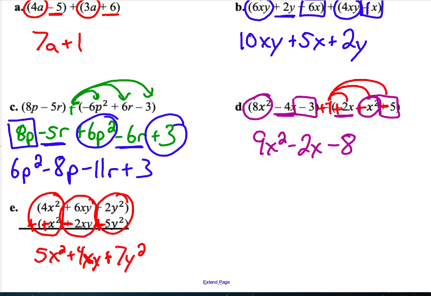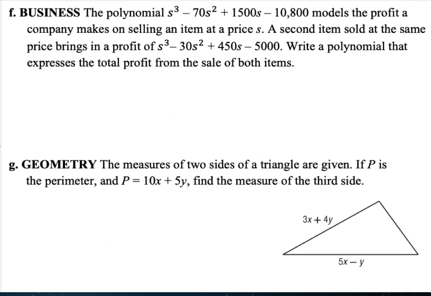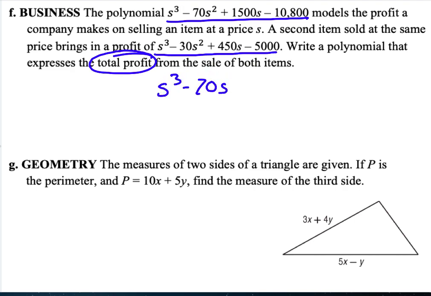Okay? All right, last little bit. This one says the polynomial is s cubed minus 70s squared plus 1500s minus 10,800 models a profit for a company selling an item at a certain price. A second item is sold, and its expression is here. We want to write a polynomial that expresses the total profit. Well, total means adding. So we want to add these two expressions together.